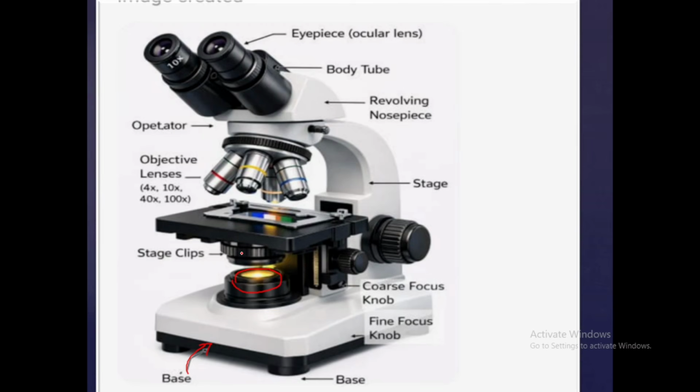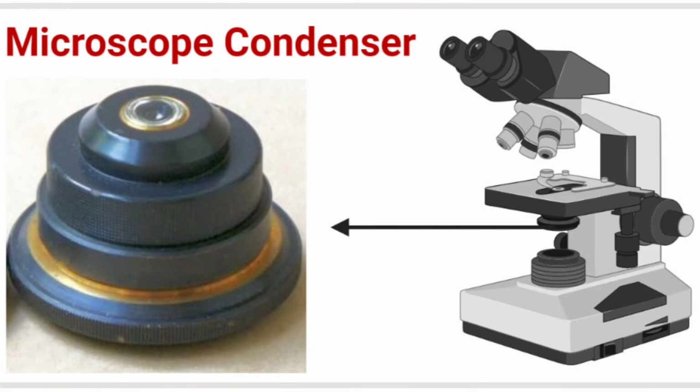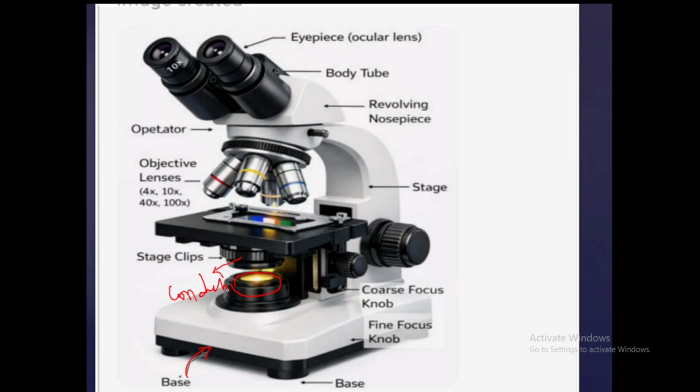Above the light source, this is the condenser. The condenser gathers the light rays. The condenser also has an iris diaphragm. With this iris diaphragm we can increase or decrease the brightness of light.